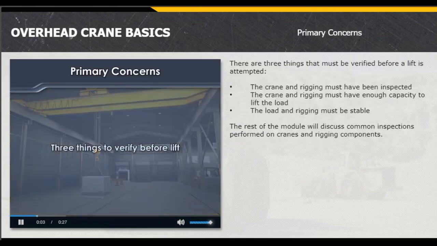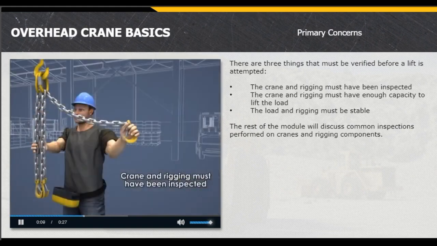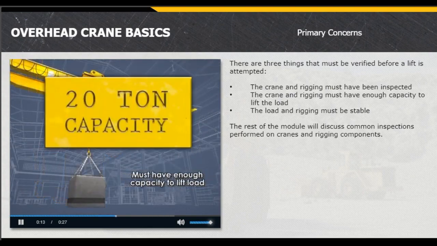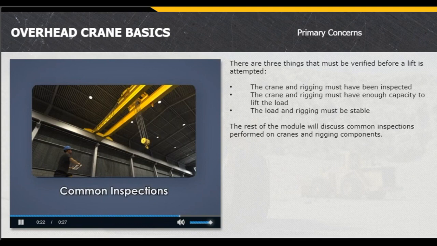There are three things that must be verified before a lift is attempted. The crane and rigging must have been inspected. The crane and rigging must have enough capacity to lift the load. And the load and rigging must be stable. The rest of the module will discuss common inspections performed on cranes and rigging components.